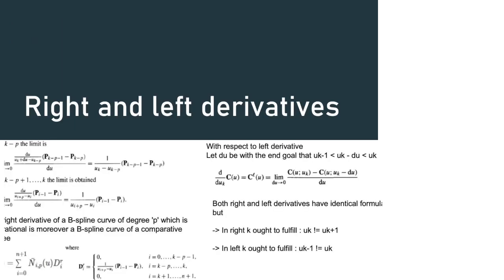These are the right and left derivatives. Define k minus p the limit. The right derivative of a B-spline curve of degree p is moreover a B-spline curve of a comparative degree with respect to the left derivative. Both right and left derivatives have identical formulas, but for the right derivative k ought to fulfill u_k equal to u_{k+1}. For the left, k ought to fulfill u_{k-1} equal to u_k. These are the formulas for right and left derivatives.